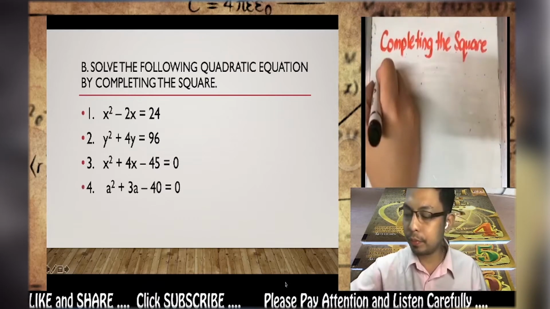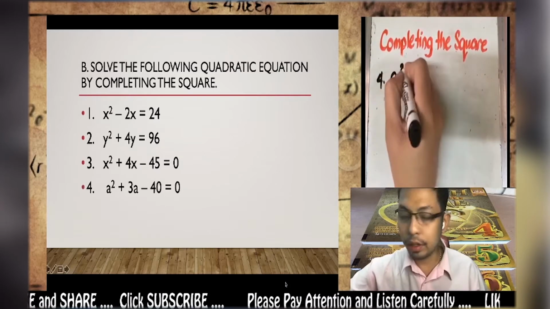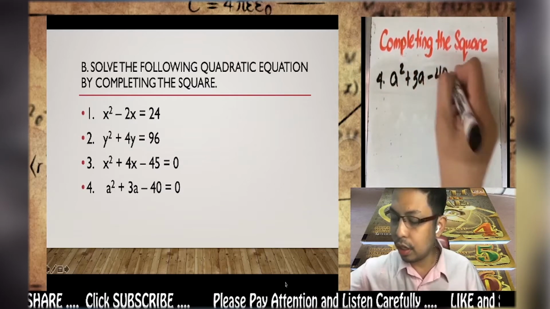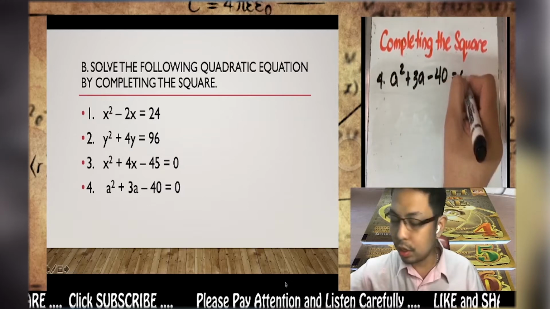Number 4, a squared plus 3a minus 40 is equal to 0.